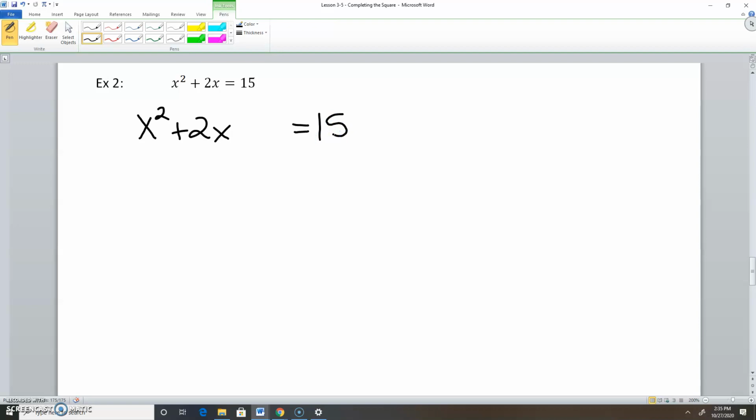Now remember, the rules for finding your magic number are the same every single time. Divide by 2 and then you square it. Okay? So I'm going to take my middle term. My middle term is a positive 2. 2 divided by 2 gives me 1, and that's a positive 1. Then I've got to square it. 1 squared gives me 1. This right here is the magic number. Okay? So I'm plugging in my magic number right there.